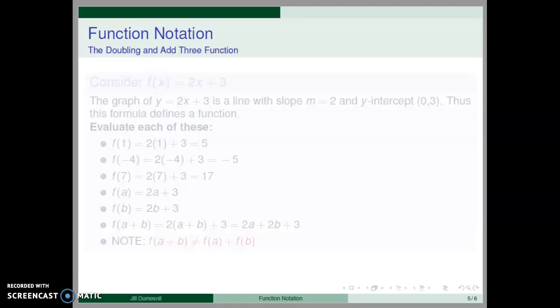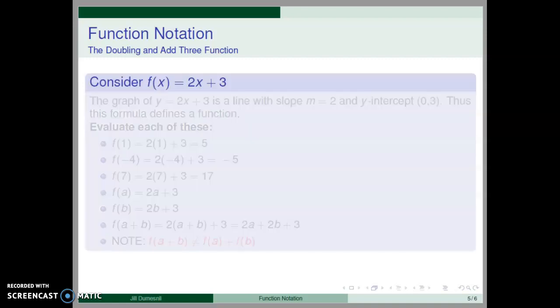Let's begin with the doubling and add 3 function. This function can be described by the formula f of x equals 2x plus 3. This formula is specifying the output associated with the input x. We double x and add 3 to get the corresponding output value. Notice that the graph of y equals 2x plus 3 is a line with slope m equal 2, which will pass the vertical line test. Therefore, the formula defines a function.